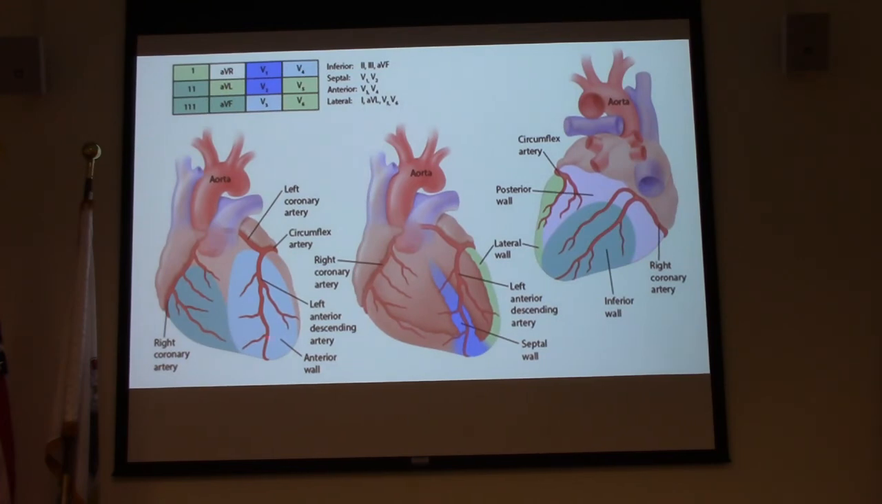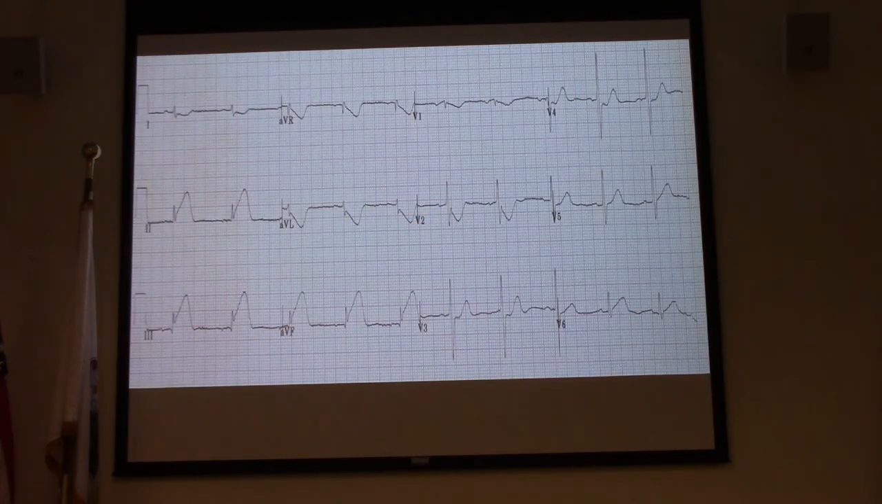Here we have the anterior descending, and you can see this is V1, V2, V3, V4. That's going to cover that anterior wall and the septal wall of the heart. And then our lateral wall is here, V5 and V6, or 1 and AVL. Understanding what coronary arteries are associated with it. So, everybody reads 12 leads a little bit different. Some people like to read them across all the way. Some people like to read them up and down in columns. Whatever works for you.